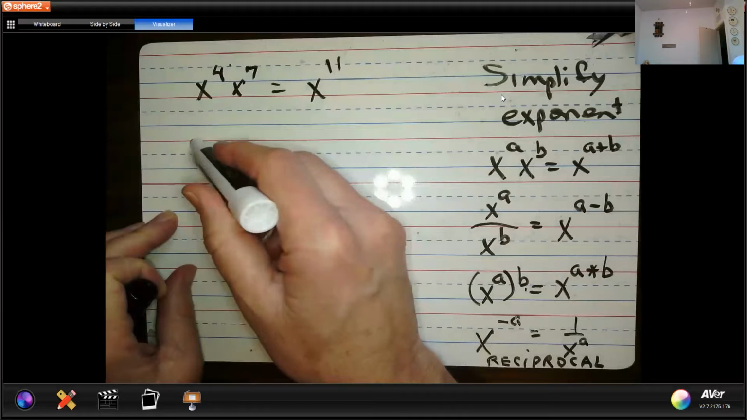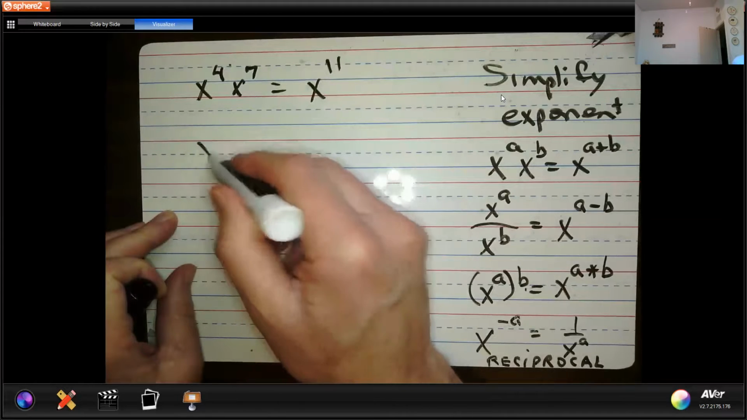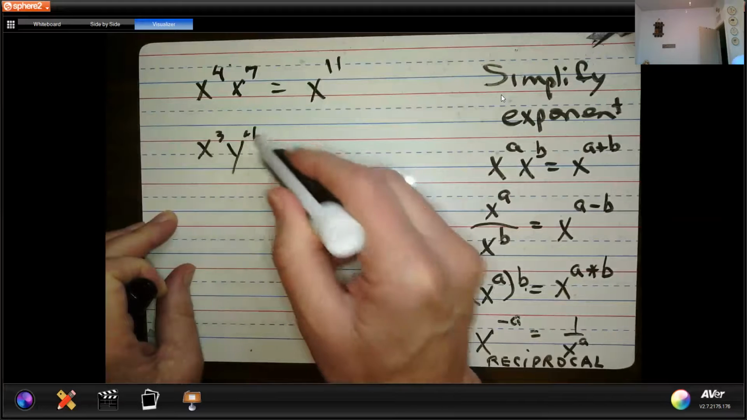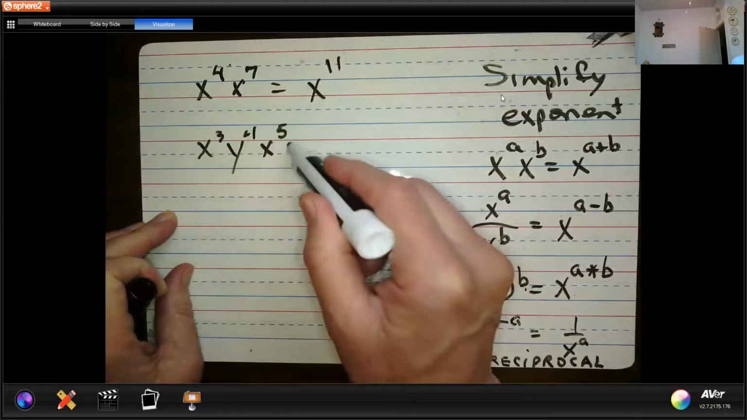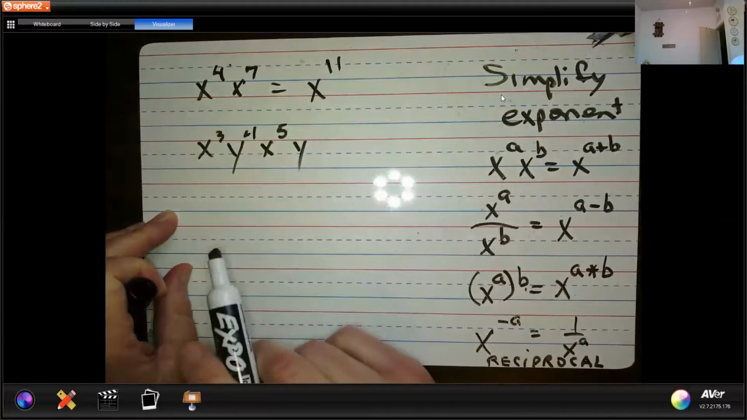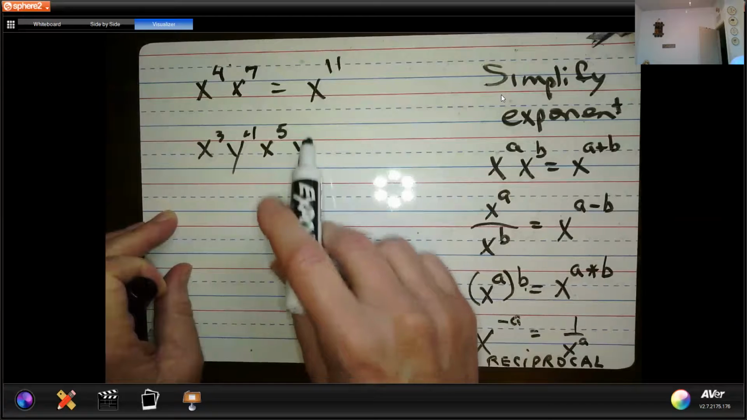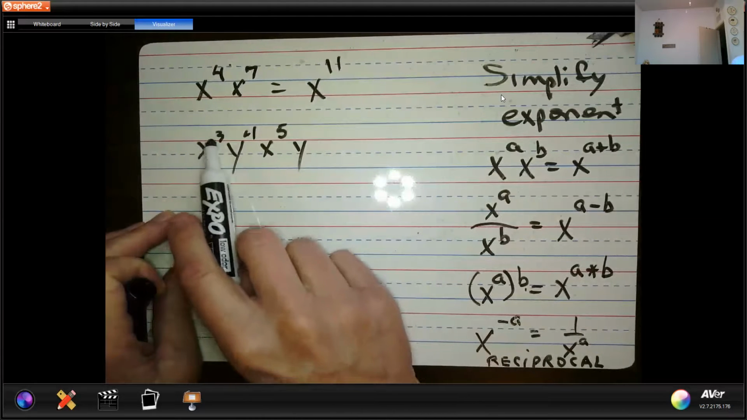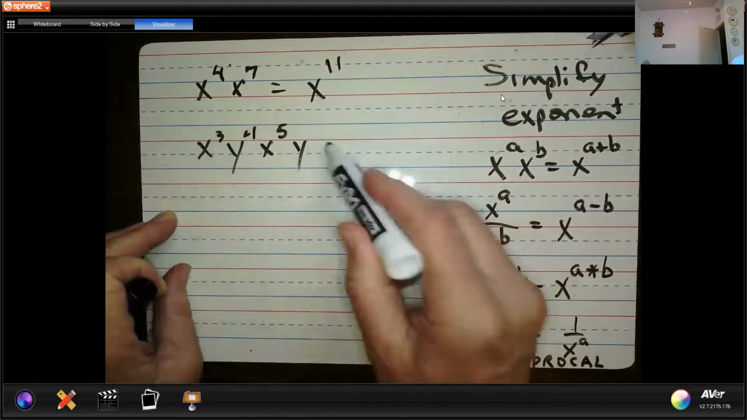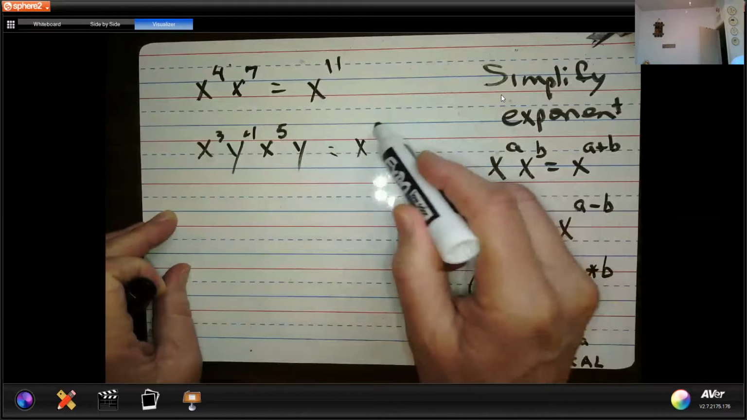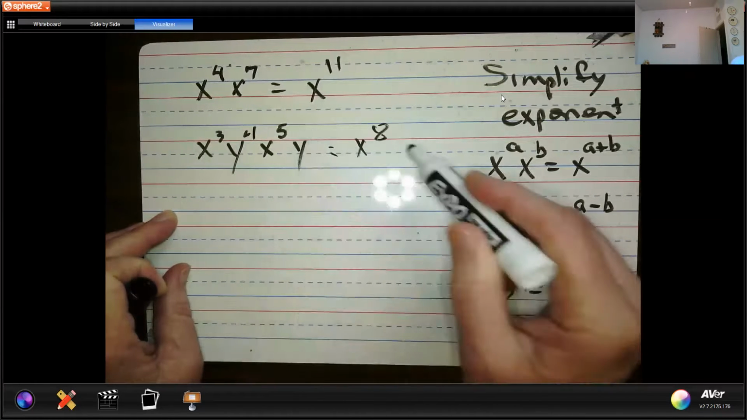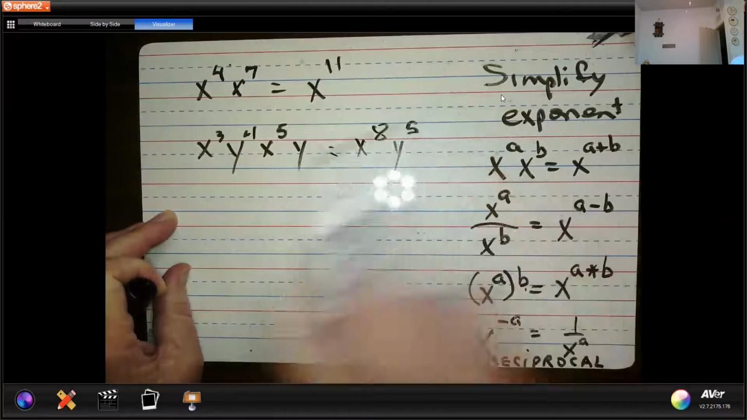What if we had more than one letter? What if we had x to the 3, y to the 4, times x to the 5, y to the 1, right? There's nothing there, but that means it's a 1. Don't forget. So if I do this, I just add the exponents together. So that would be x to the 8th. And then 4 plus, remember, there's a 1 there. That would be y to the 5.